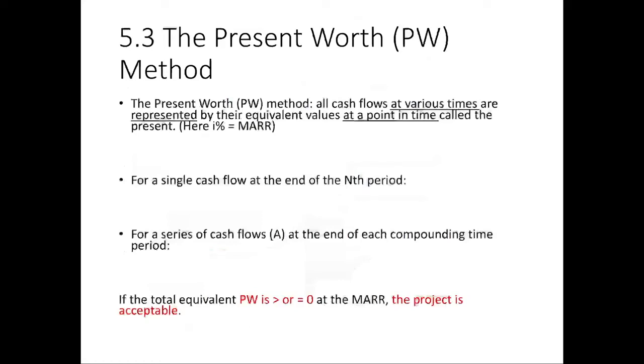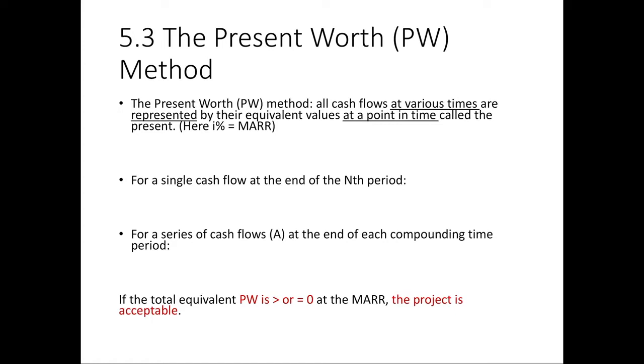So the first method is called the present worth method, and this is very easy to understand. The present worth method is where all cash flows at various times are represented by their equivalent values at a point in time called the present. Here, the i% is MARR.